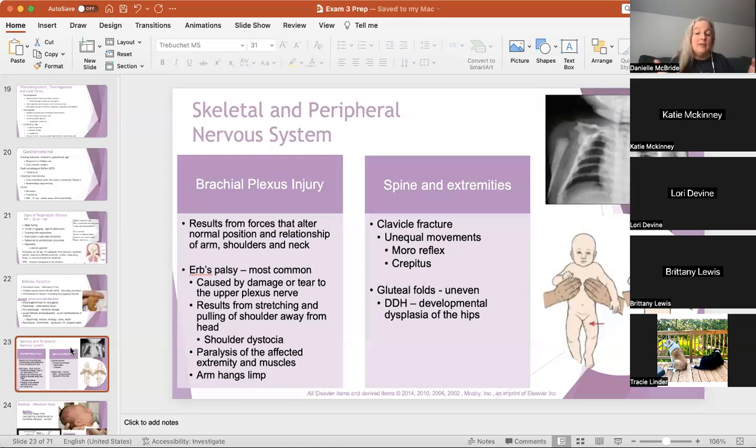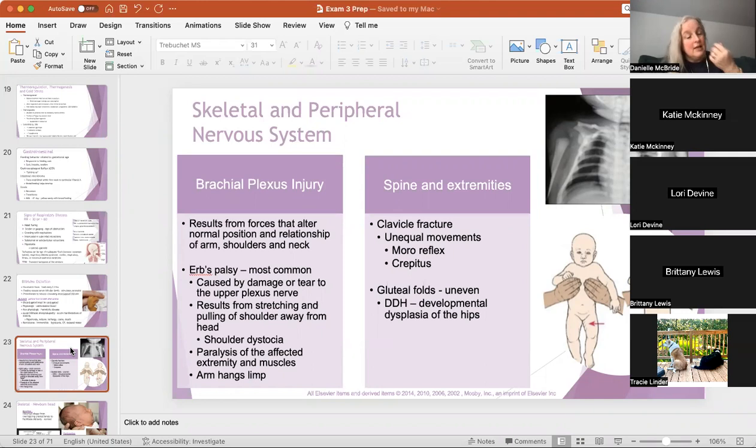What happens is that both arms come up, and with the clavicle fracture, the arm should move some. They shouldn't have paralysis like the brachial plexus injury does, but they're not going to move it as much. This is painful, and they don't have the same range of motion. So you'll have an unequal Moro reflex with the clavicle fracture. Plus, you might be able to palpate crepitus at the site.